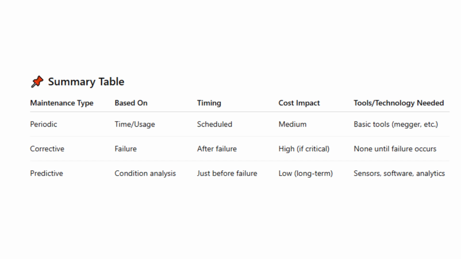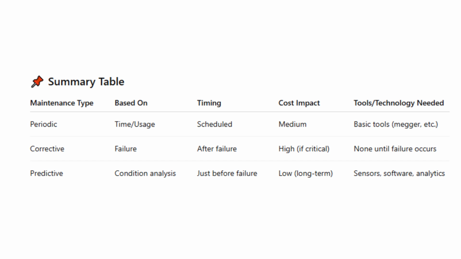As we said, periodic is scheduled, corrective is after failure, predictive is just before failure. We are predicting the problem before it's happening. For cost impact, periodic is medium. Corrective is high if it's a critical system. Predictive actually, it's a high initial cost at the beginning. But after that, we will have a low long-term cost impact.